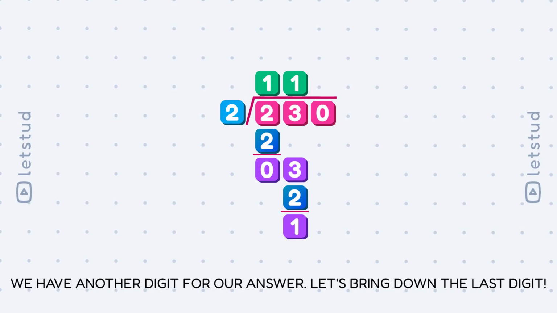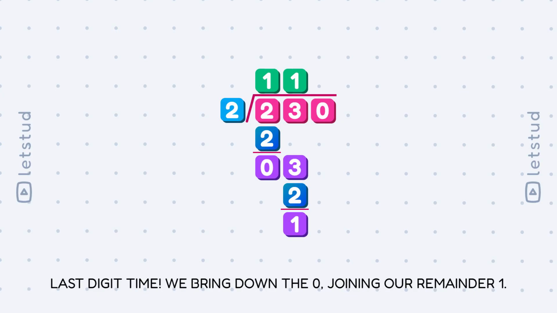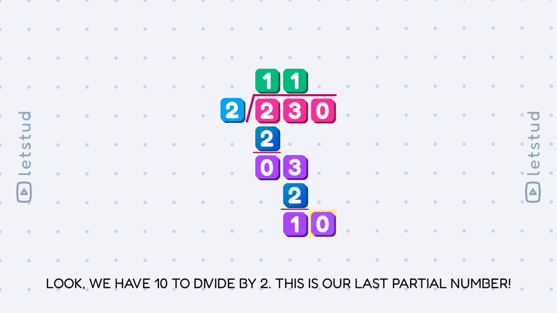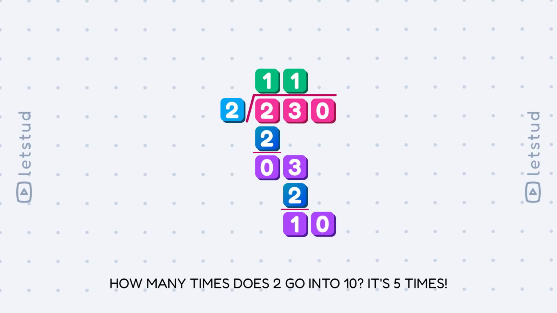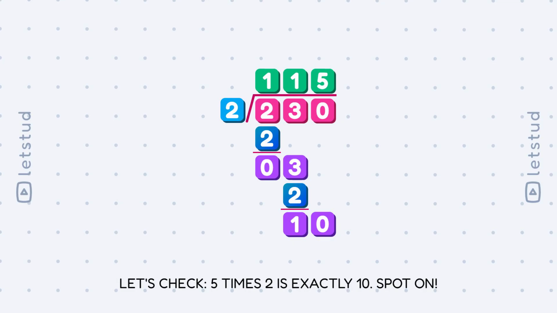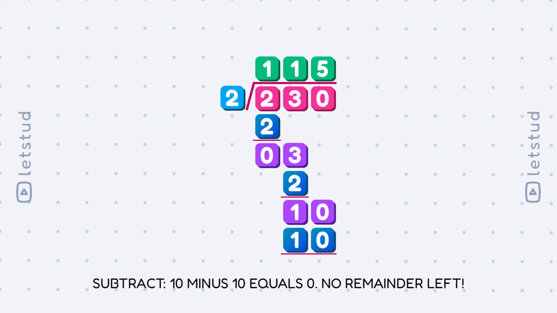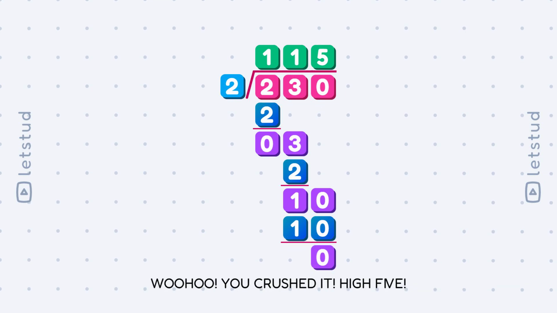We have another digit for our answer. Let's bring down the last digit. Last digit time. We bring down the 0, joining our remainder 1. Look, we have 10 to divide by 2. This is our last partial number. How many times does 2 go into 10? It's 5 times. Let's check. 5 times 2 is exactly 10. Spot on. Subtract. 10 minus 10 equals 0. No remainder left. Woohoo, you crushed it.